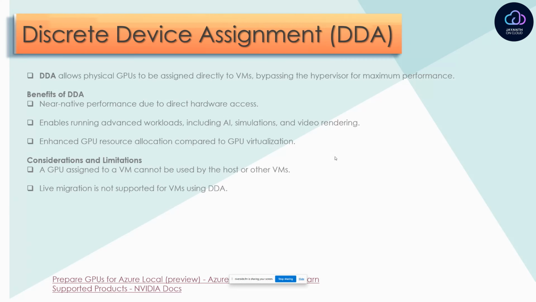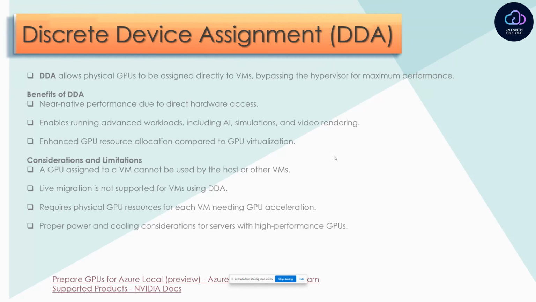Live migration isn't supported at the moment with a DDA assigned GPU. I think that's going to change in the future. It requires GPU resources for each VM that needs the acceleration, and there are power and cooling considerations. Most modern servers have good support for GPUs, but some GPUs require additional components in the servers, like cooling and what have you. So again, depending on what you need, you need to be aware of that when you're putting the BOM together for your servers.